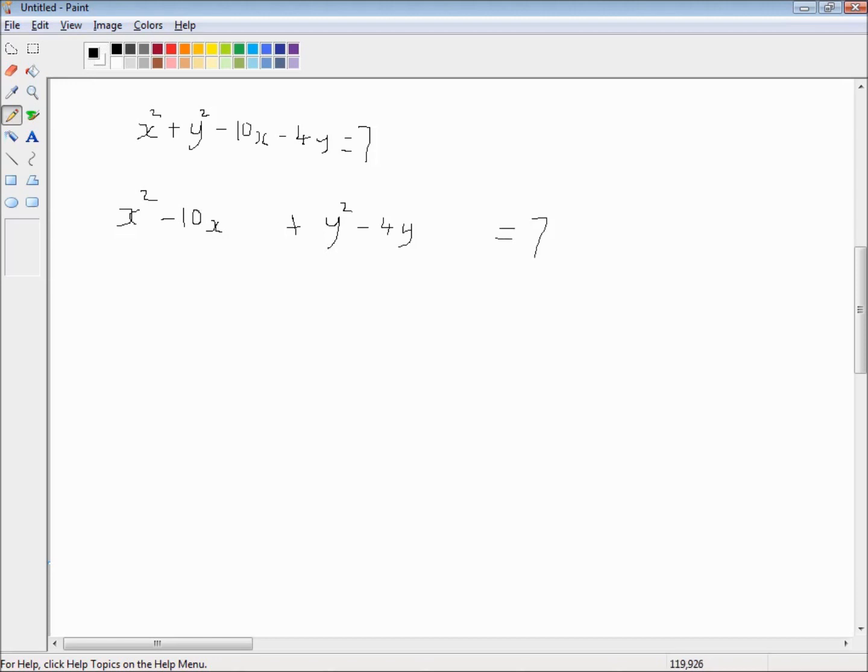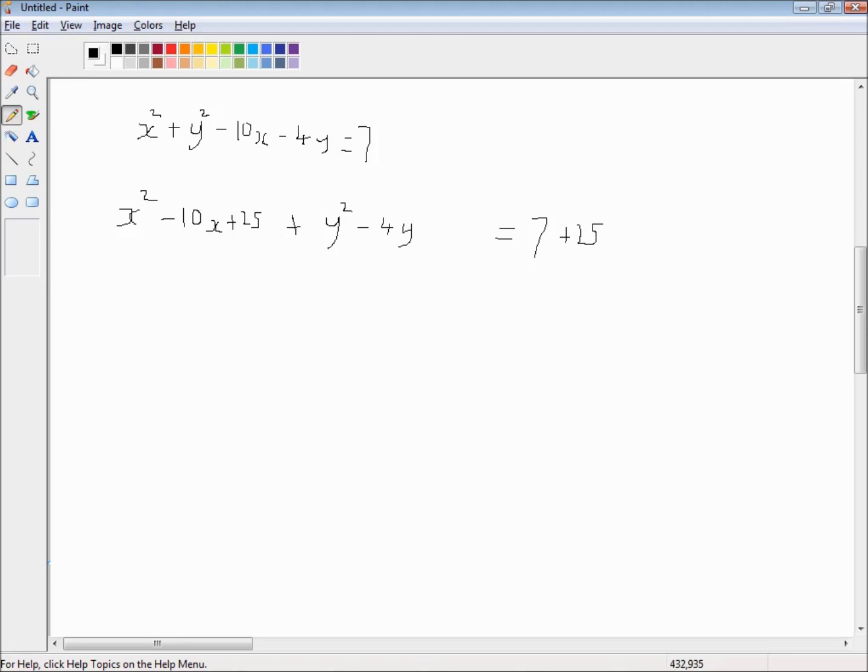Now what do I have to do to x² − 10x to make a perfect square? Well, I need to halve the negative 10 and then square it. So that's just (−5)², which is 25. So I'm going to add 25, and that's now a perfect square. But because I've added 25 to the left hand side of the equation, I've got to add 25 to the right hand side of the equation.